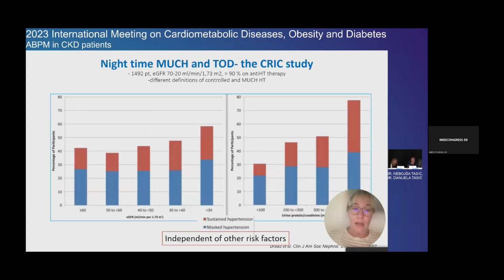In this Greek study, coming from the United States, with the low prevalence of advanced CKD and most patients being well controlled, because they use different definitions of control and masked hypertension, but never again in Greek studies also in the high prevalence of sustained and masked hypertension in advanced stages of chronic kidney disease, and this is even more pronounced with albuminuria. So the higher the albuminuria, the higher the proportion of sustained and masked hypertension in this cohort.